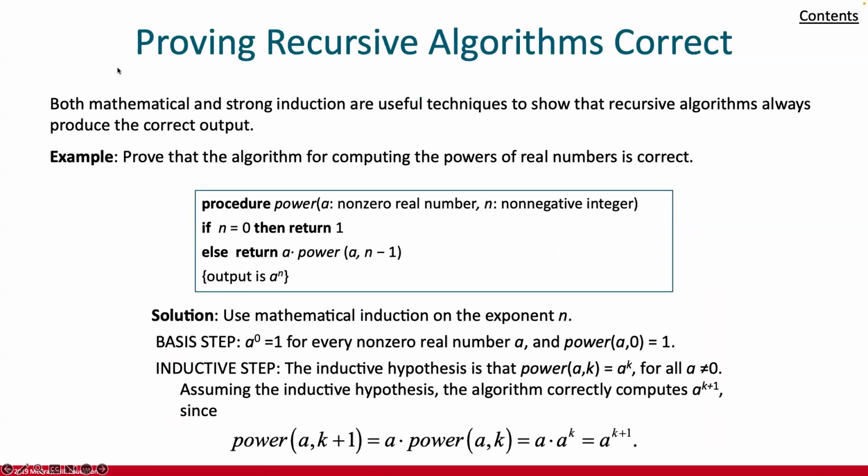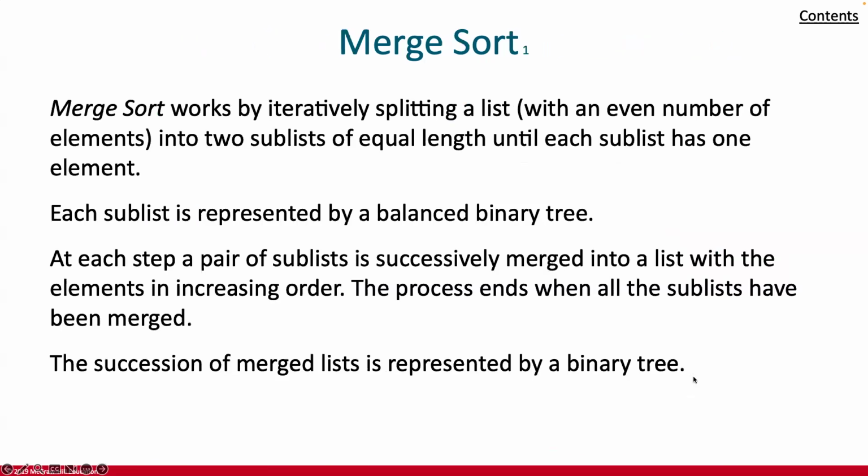Here is how we would prove that recursive algorithms are correct. We've already talked about this so far. So here, this is for power: prove that the algorithm for computing the powers of real numbers is correct. This now gets into some of the things we've talked about. And then we just have a handful of charts on an example of a sort. So we'll talk about sorting and searching.